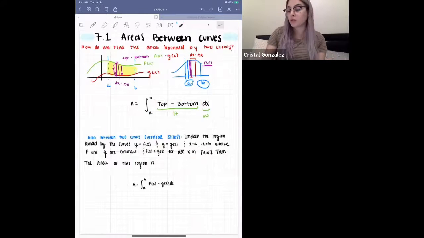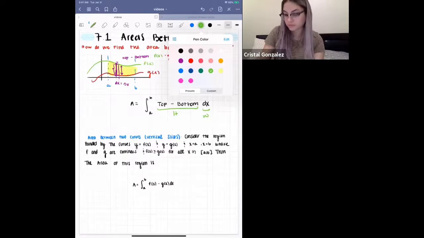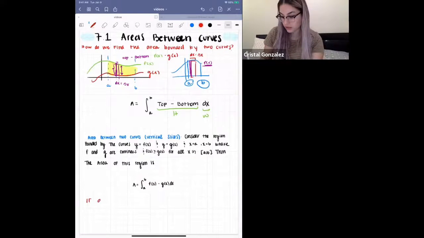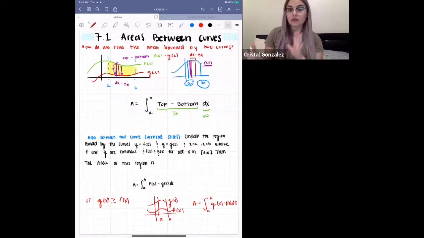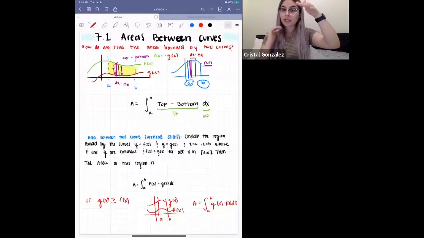Okay, and the reason I want you to keep this always in the back of your mind is because what happens if g of x is greater than or equal to f of x? That means that g of x is the function that's on top, and f of x is the function that's on bottom. Then your area in this case is still going to be the integral from a to b, but now you're going to do g of x minus f of x dx. And I'll show you exactly how to do that, but just remember that your top function minus your bottom function is going to give you the distance of each of those rectangles.